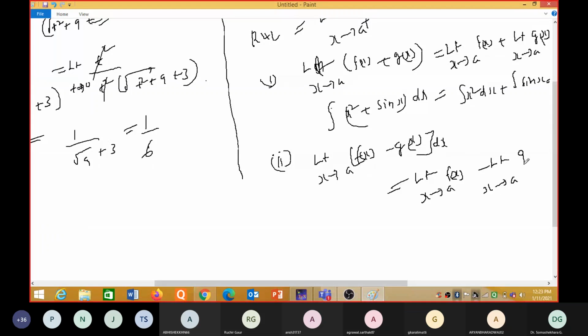Third one: some constant c into limit x tends to a, f of x. We can write this as c into limit x tends to a f of x.